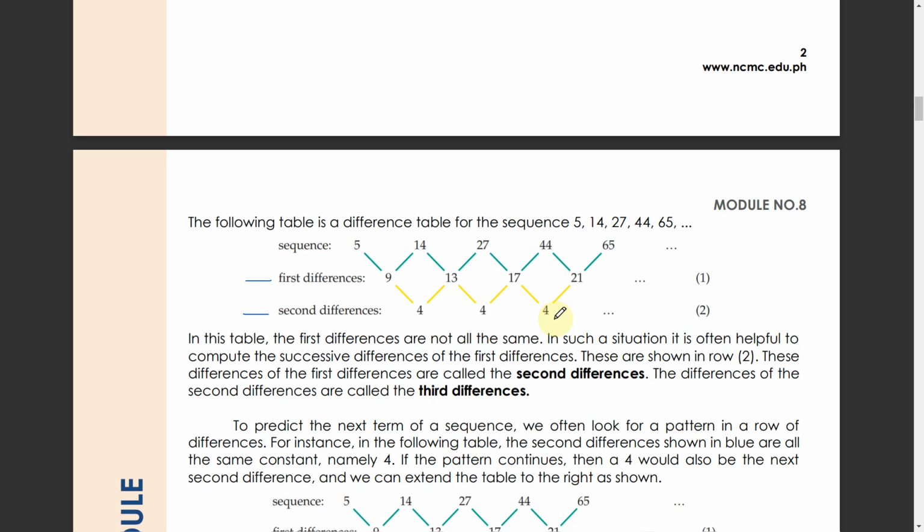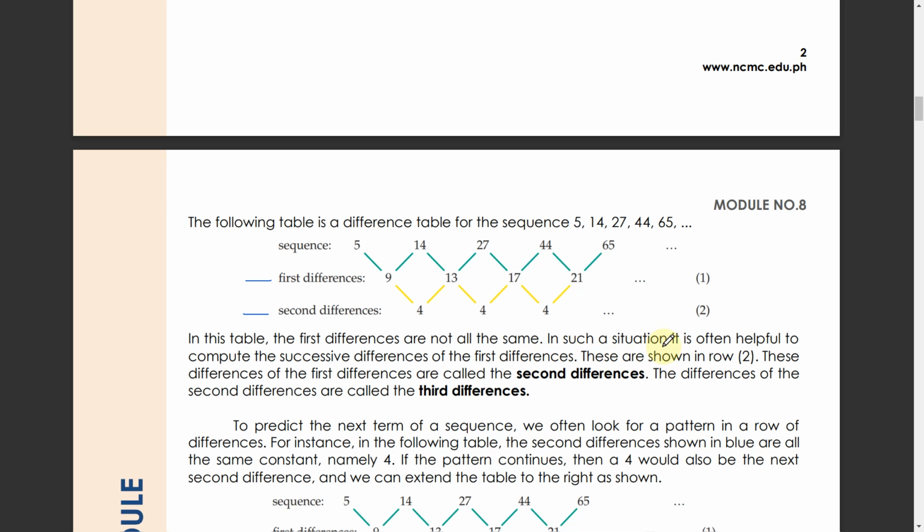Because if you subtract 4 minus 4, it becomes 0, all zeros, no? So it no longer makes sense, because if it is 0, you would be adding 0. So it makes no sense, so you stop at 4. So, in this table, the first differences are not the same.